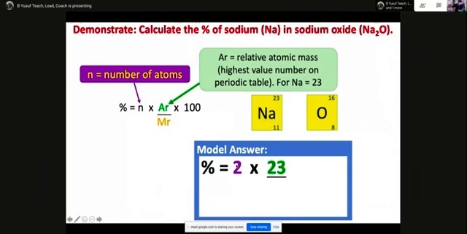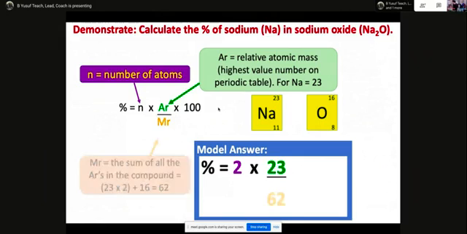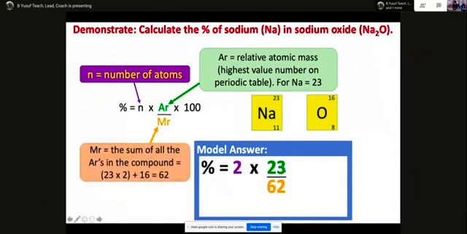You may find sometimes that you won't have to use N at all. So if there's only 1 atom, then obviously N will be 1, and you could actually miss it out. But for the purpose of the example, we put 2. You then work out the relative atomic mass of sodium, which is 23, and you put it over the total of the relative formula mass.